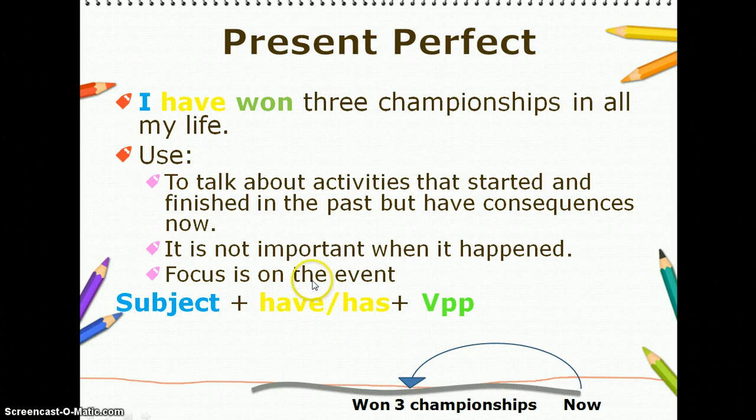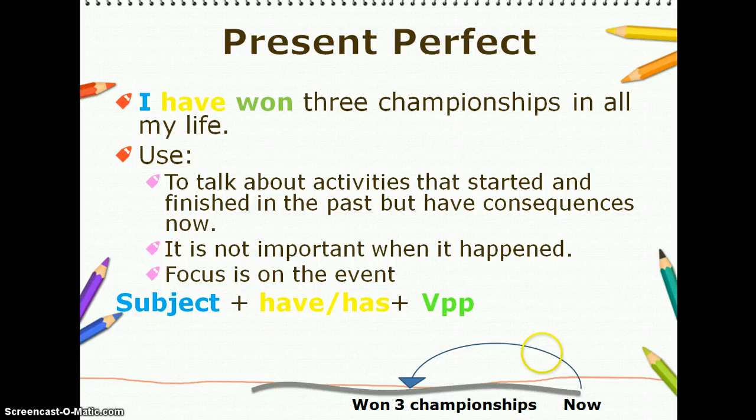And how do we form it? We have the subject, have or has, depending, of course, on the subject. So if we're talking about third person, she, he, it, has. All right, and then we put the verb in past participle.